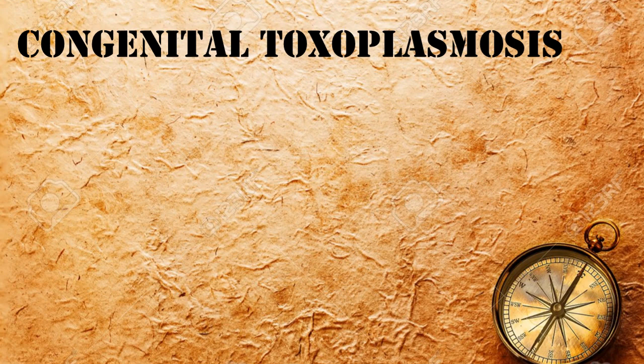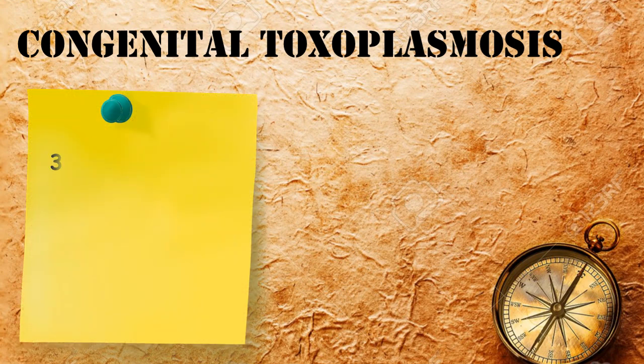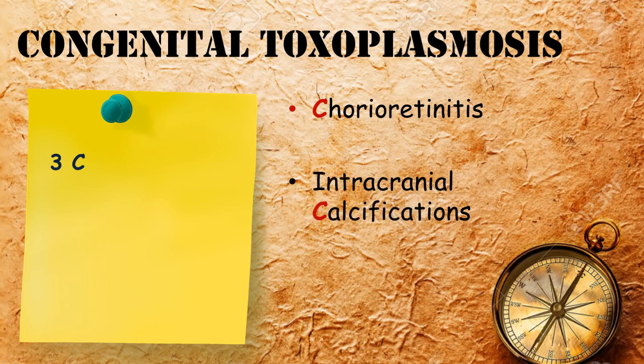Then comes congenital toxoplasmosis. This is one of the easiest mnemonic, that is 3 C's. So first C is chorioretinitis, then second C is intracranial calcifications, and third C is hydrocephalus. So try to remember congenital toxoplasmosis is 3C.